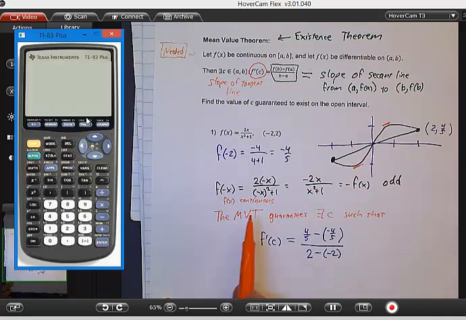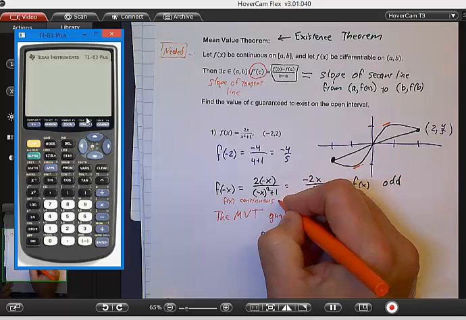I mean, it looks like it. Yeah. The only time that rational functions are not continuous is if the denominator equals what? Will this denominator ever equal 0? Then I'm okay. So f of x is continuous. Check.